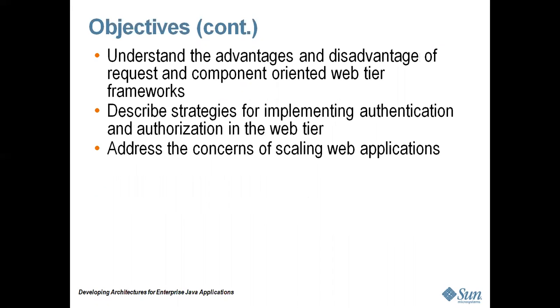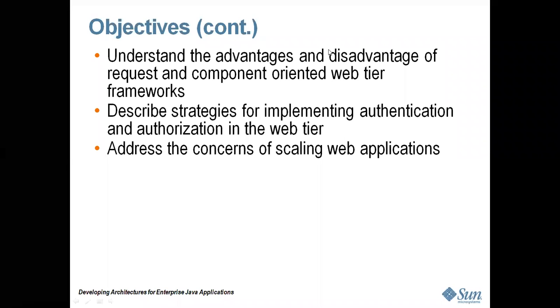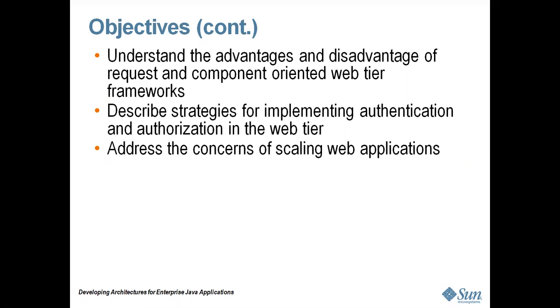Of course, we need to compare. We also mention other popular types of frameworks, especially in Java. Usually they are open source, and there is a huge amount of resources in Java, so that's the reason. Describe the strategy for implementing authorization and authentication for the web tier. Then also address the concern of scaling web applications.